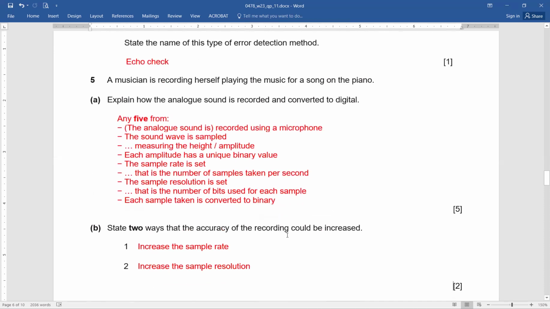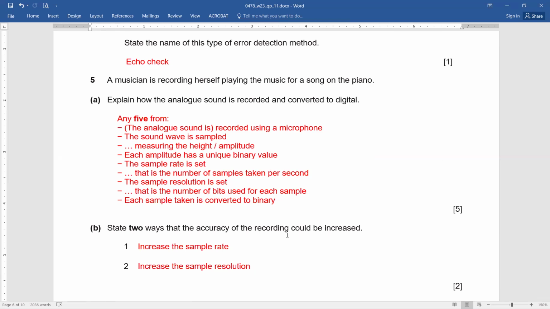A musician is recording herself playing the music for a song on the piano. Part A. Explain how the analog sound is recorded and converted to digital. Now, this is a 5-mark question. How can you score 5 out of 5? First thing is you will talk about analog sound being recorded using a microphone. Definitely, I need an input device for the purpose.